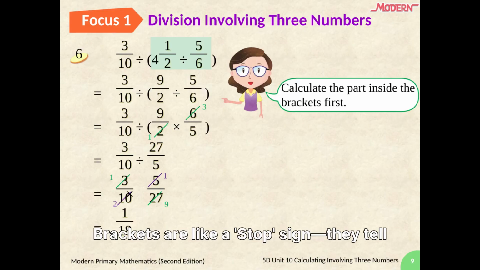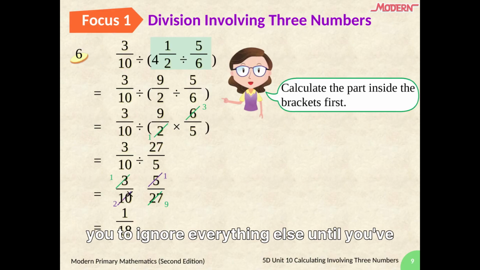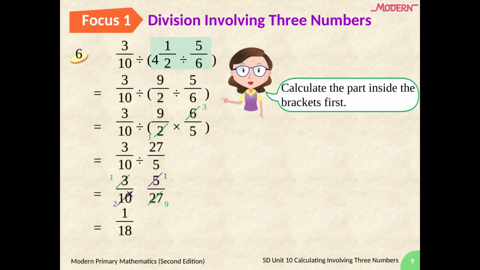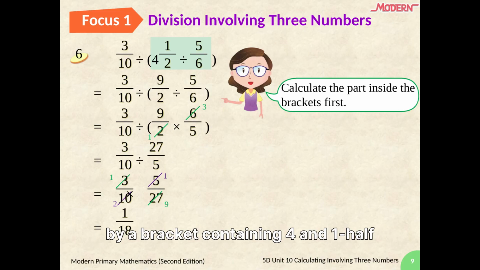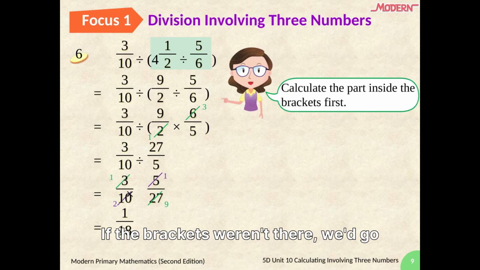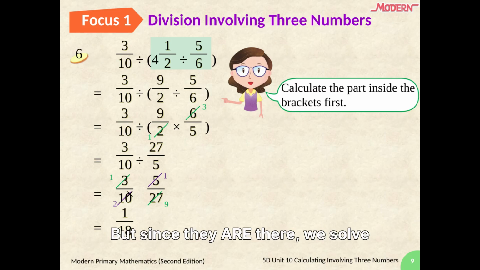Now, let's talk about the power of brackets on page 9. Brackets are like a stop sign. They tell you to ignore everything else until you've solved what's inside. In this problem, we have 3/10ths divided by a bracket containing 4 and 1/2 divided by 5/6. If the brackets weren't there, we'd go left to right. But since they are there, we solve the inner division first.